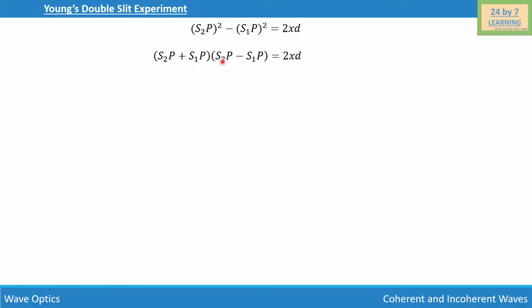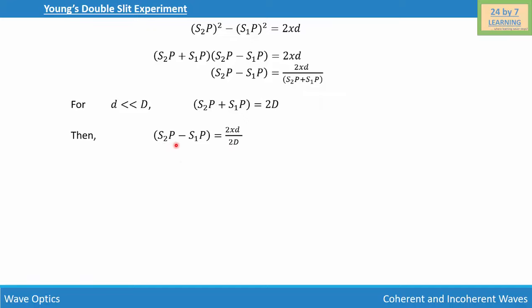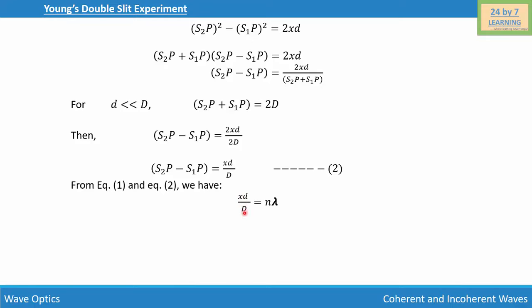Now we want to find the value of S2P minus S1P, and if we do that, we will get S2P minus S1P is equal to 2xd over S2P plus S1P. For small d much less than capital D, we have S2P plus S1P is equal to 2D. Now let's substitute the value over here, and we will get S2P minus S1P is equal to 2xd over 2 capital D, because S2P plus S1P is 2D from here. If we simplify further, we will have S2P minus S1P is equal to xd over capital D, and let this be our equation 2.